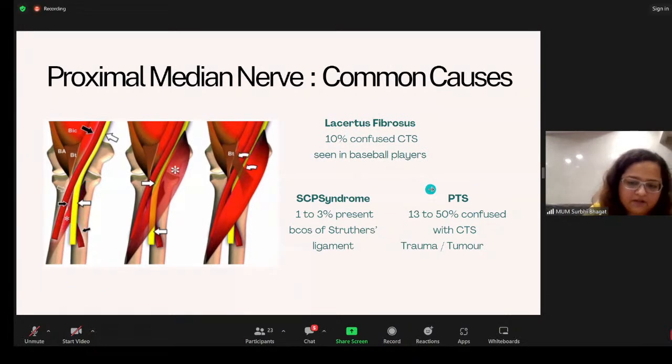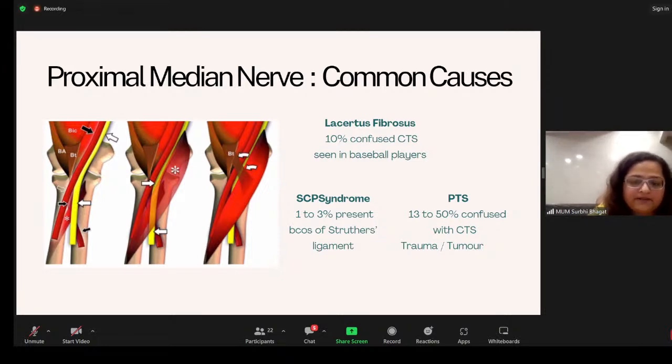Now, pronator teres syndrome is common. It is confused sometimes, most of the time, I would say, with carpal tunnel syndrome. Patients get operated for carpal tunnel syndrome. Still 5 to 10% of patients have persistent symptoms, and then they are found to have pronator teres syndrome.